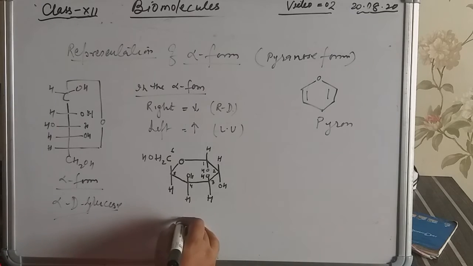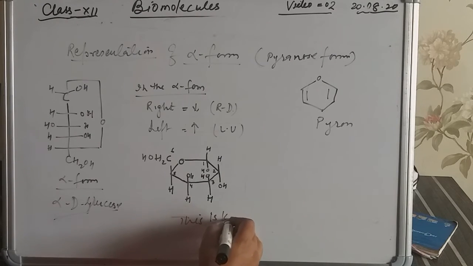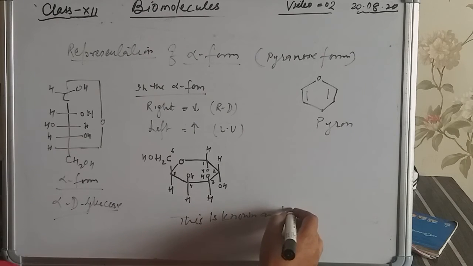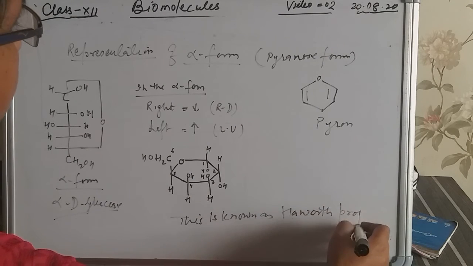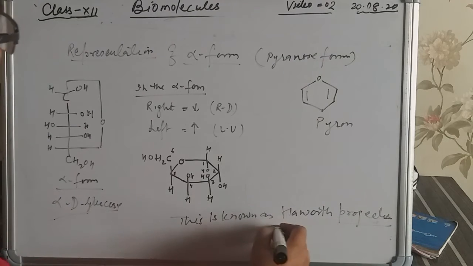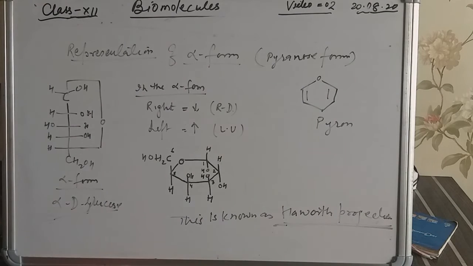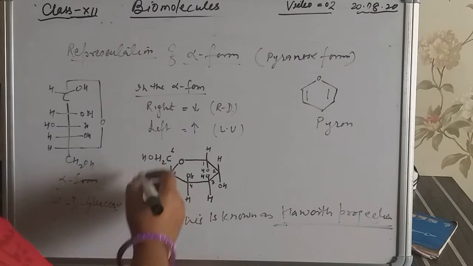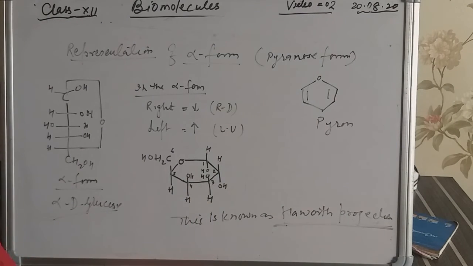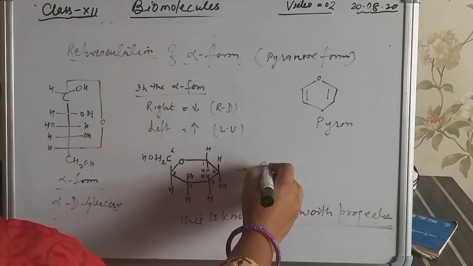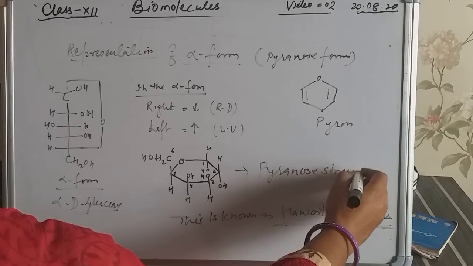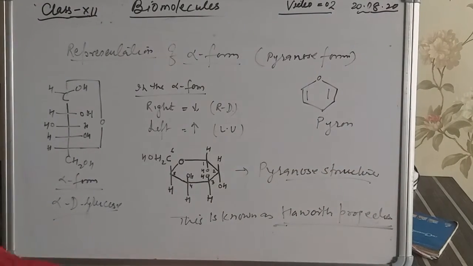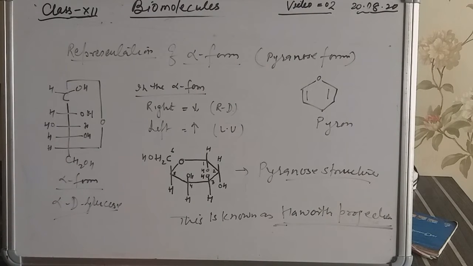This is known as a Haworth projection. Because this structure resembles pyran, it is also called the pyranose structure. In this way you can arrange the alpha forms as well as beta forms.